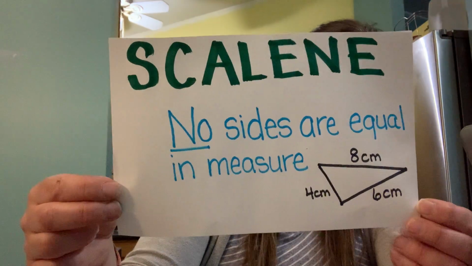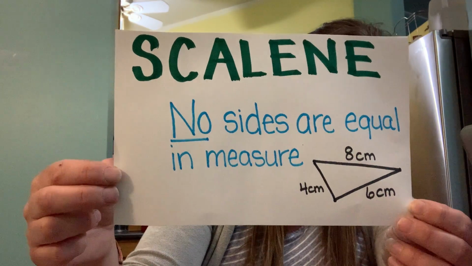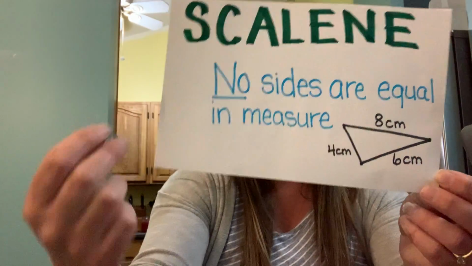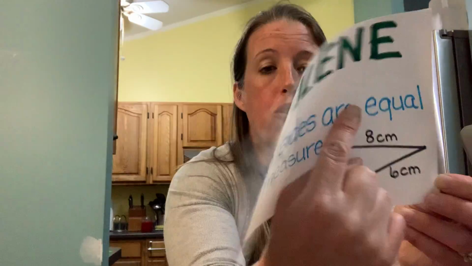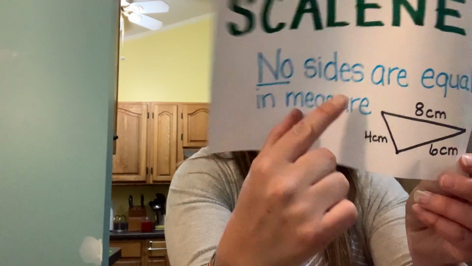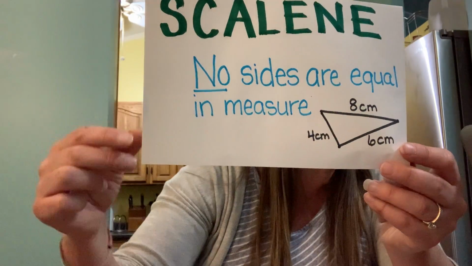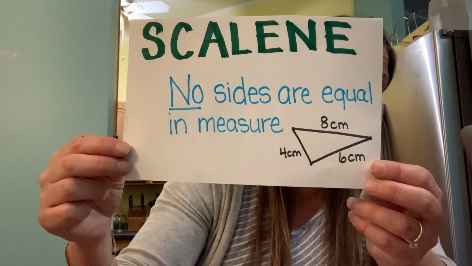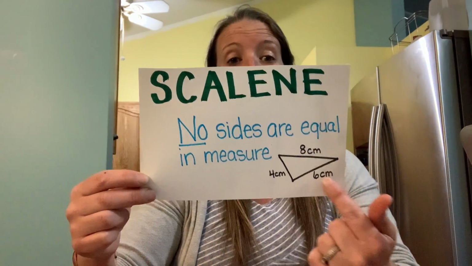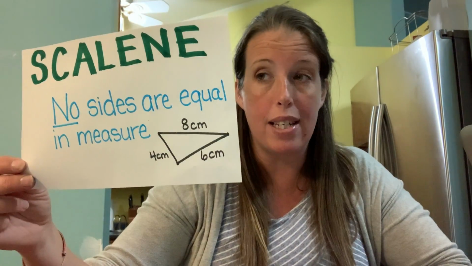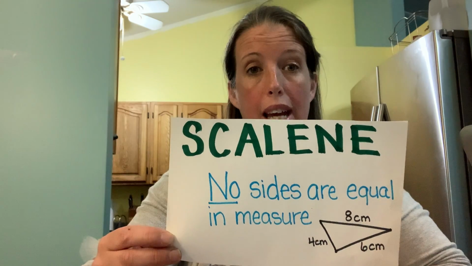Now, some triangles you're gonna notice, none of the sides are the same measure. That would be called a scalene triangle, where no sides are equal in measure. So you can see my top here measures 8 centimeters. This side over here is 4, and this side is 6. So not one of my sides has an equal measure anywhere else. So since every single side is different, it's known as scalene.